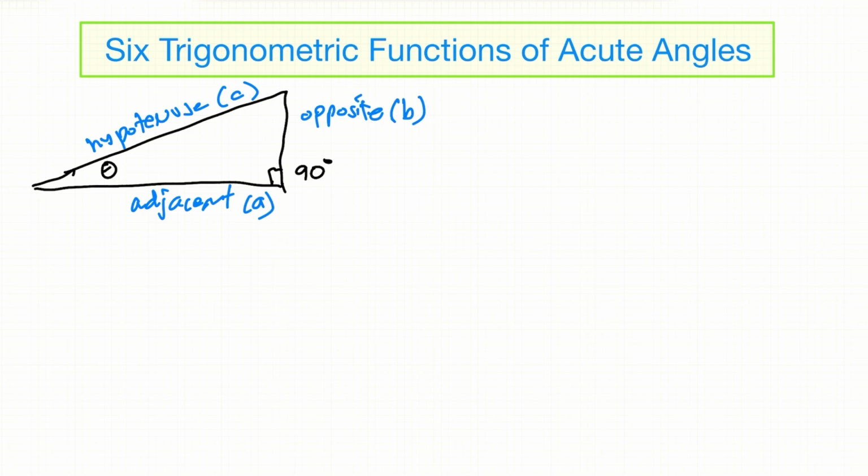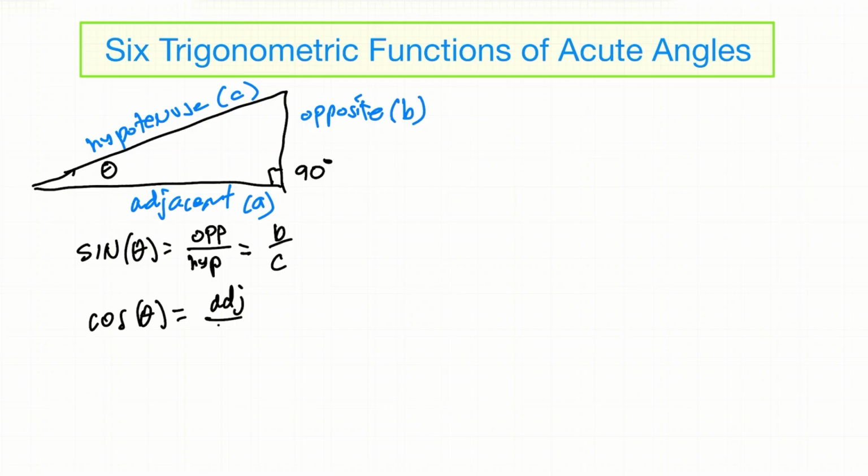Now let's write the trigonometric functions associated with that. First of all, we define the sine of the angle theta, and that's equal to the ratio of the opposite over the hypotenuse, which is just b over c. The next one we want to do is the cosine of theta. It is the ratio of the adjacent side to the hypotenuse, and numerically we write that as a over c.